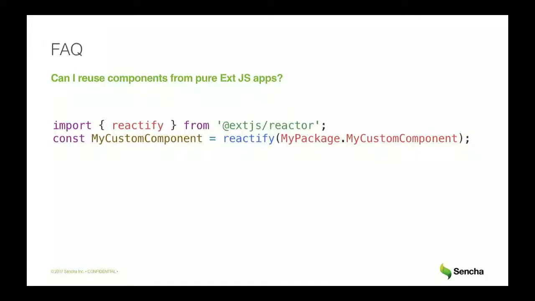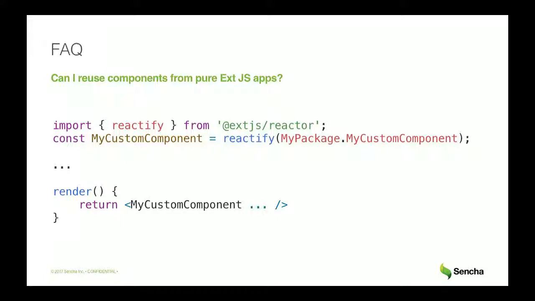The way that you do it is Reactor comes with this function called Reactify. And you can Reactify any component either by passing a reference to the component's class or just by specifying the xtype. And Reactify spits out a React-compatible component class. So basically, you can use that in your render method as a JSX component like you would anything else. So you can Reactify anything you've already written, and it works just like any of the built-in ExtReact components.